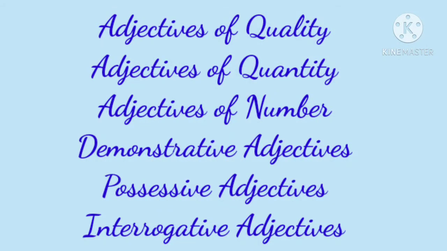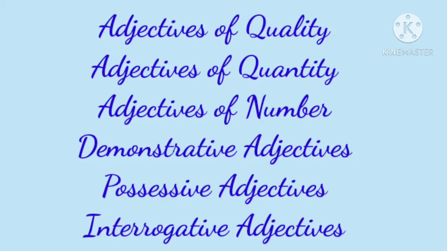Now, how many kinds of adjectives are there? Adjectives may be divided into 6 kinds. We have 6 kinds of adjectives: adjectives of quality, adjectives of quantity, adjectives of number, demonstrative adjectives, possessive adjectives, and the last one is interrogative adjectives. Let us discuss all these kinds one by one.